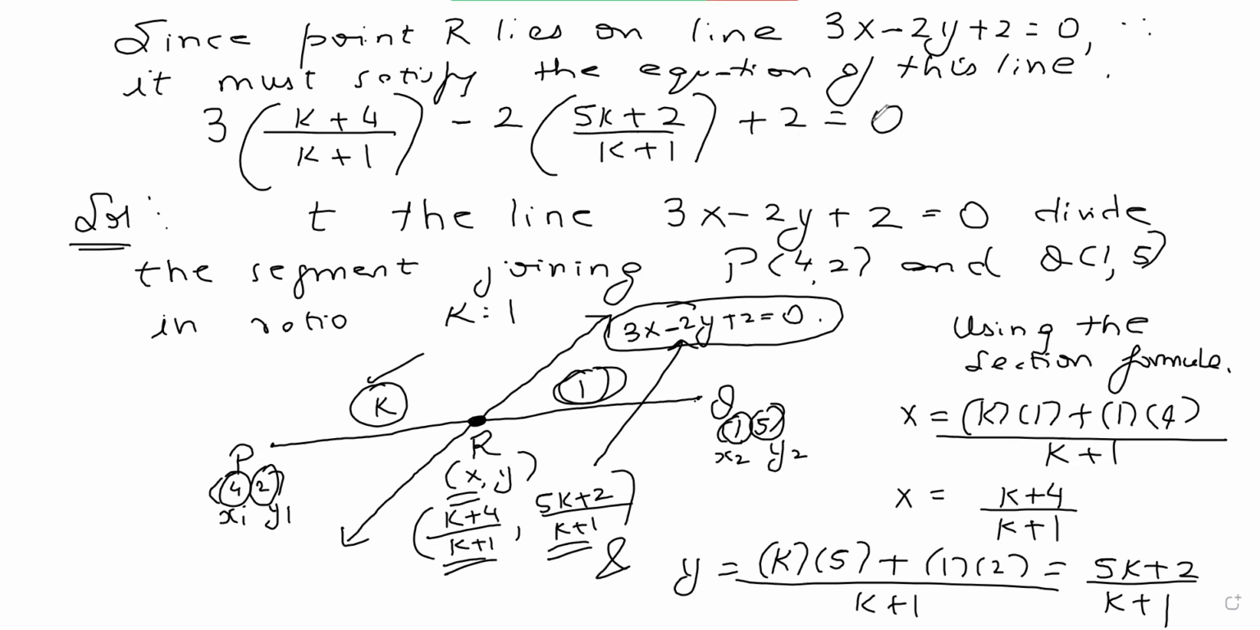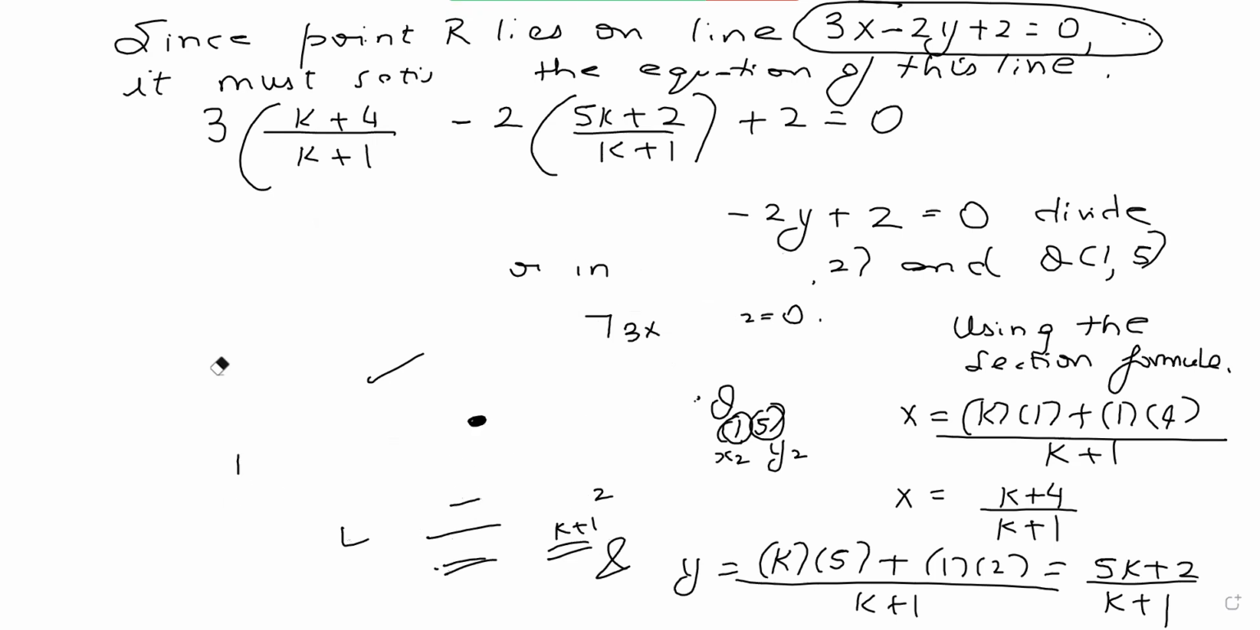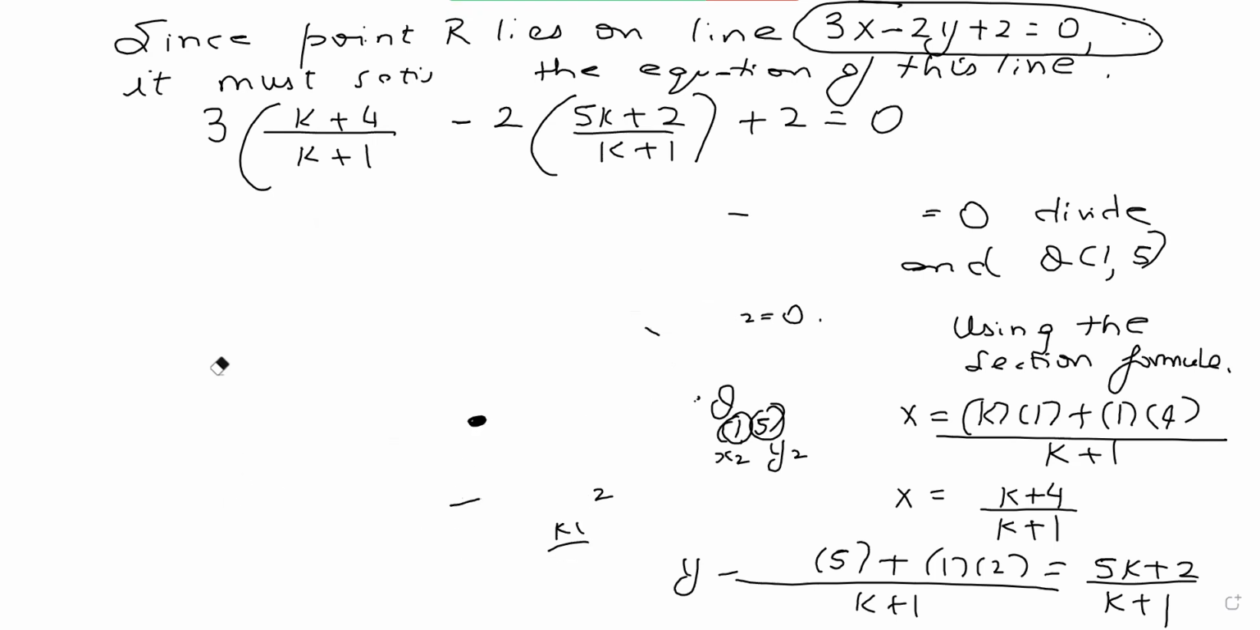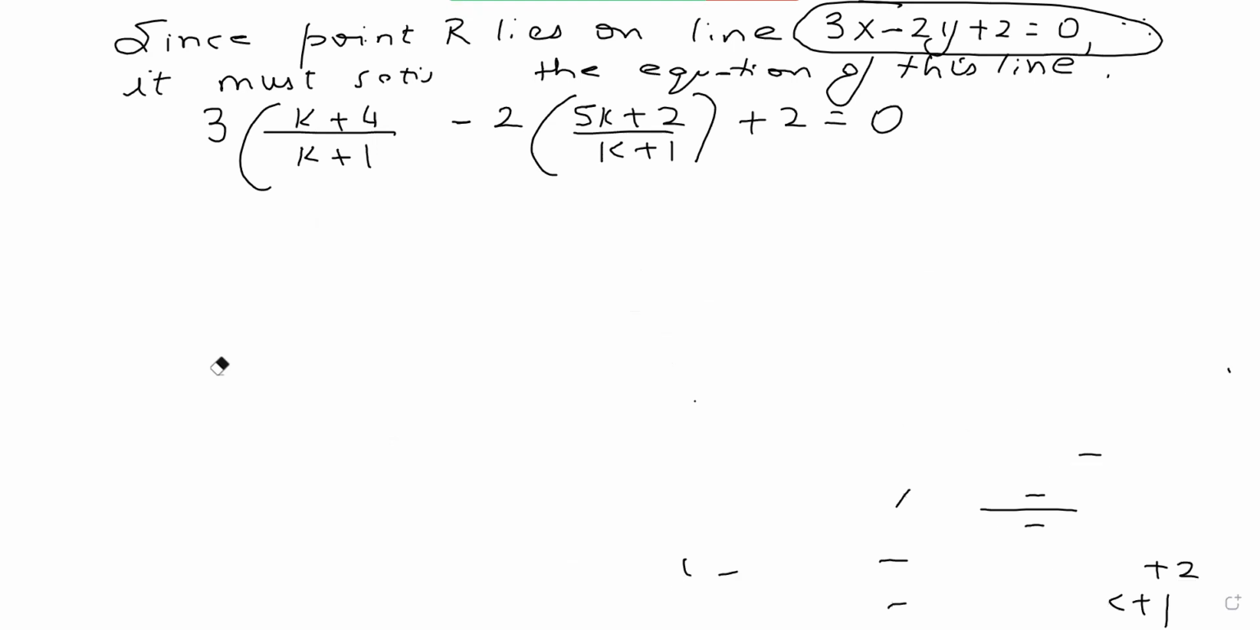So guys, what we have done is, in this particular equation, I've put the coordinates of R, which are (k + 4)/(k + 1) and (5k + 2)/(k + 1). And now I'm going to just solve this equation for k. So if I erase all this off now, let's solve for k, and that is going to give us the answer. So erasing all this off, let us look at the value of k.